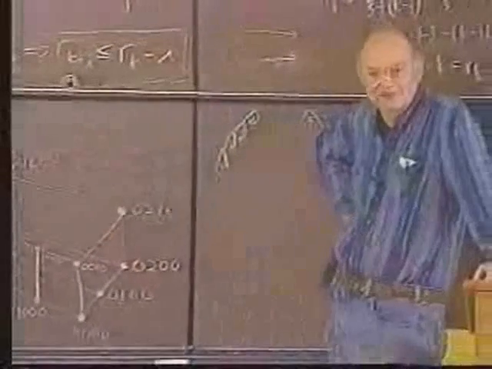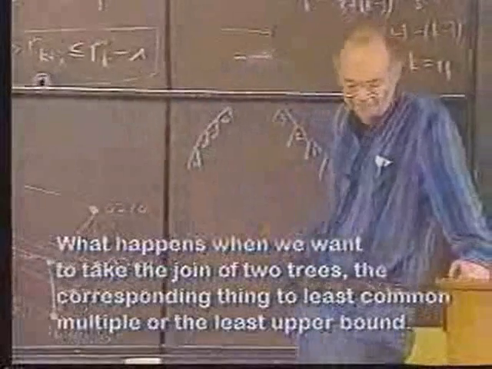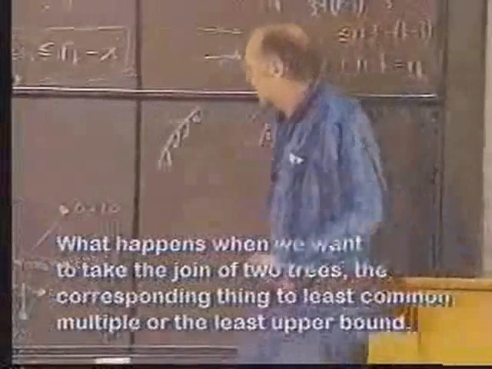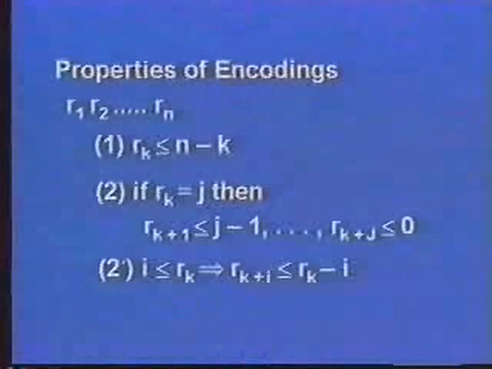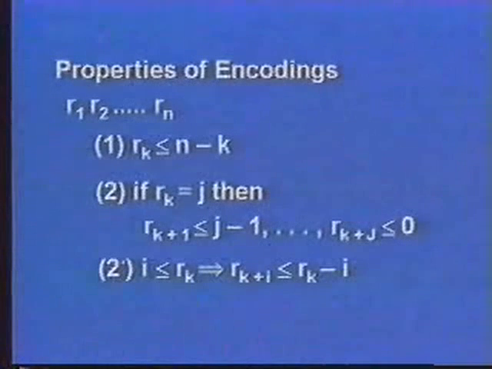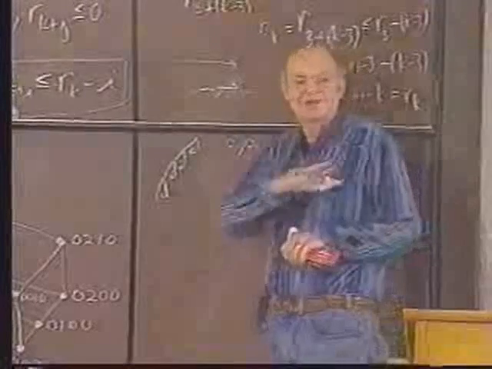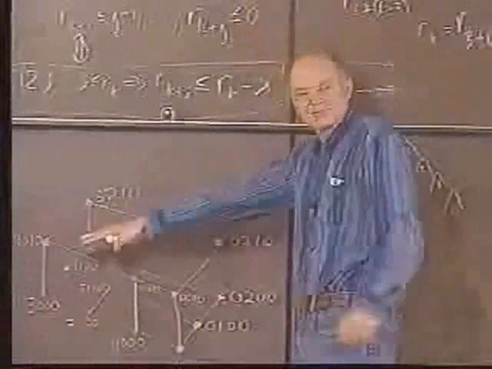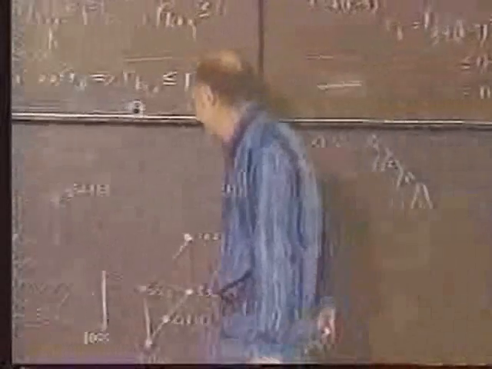So in this lattice, what happens when we want to take the join of two trees, the corresponding thing to least common multiple, or the least upper bound? The answer is, you take the max component-wise, but then you have to go up, because that doesn't necessarily satisfy conditions 1 and 2. So you look at all the things that do satisfy conditions 1 and 2, and you find the smallest of those. You take the set of all of those that are greater than or equal to the max component-wise, take the intersection of all of them, and the minimum of all of those gives you the value.